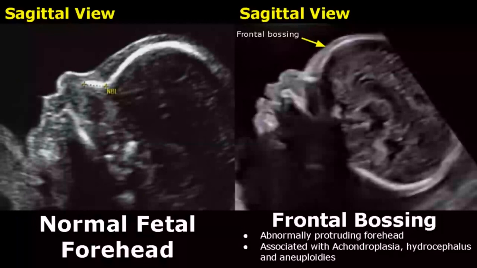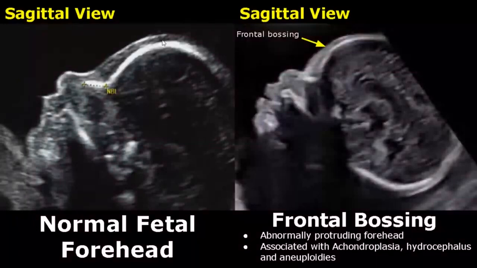This is a sagittal view showing normal fetal forehead. And over here is a case of frontal bossing, in which there is an abnormally protruding forehead. You can see an increased convex curvature of the forehead. It is usually associated with achondroplasia, hydrocephalus, and aneuploidies.